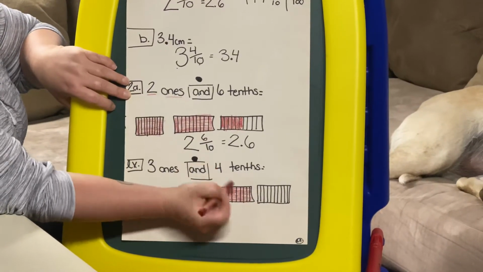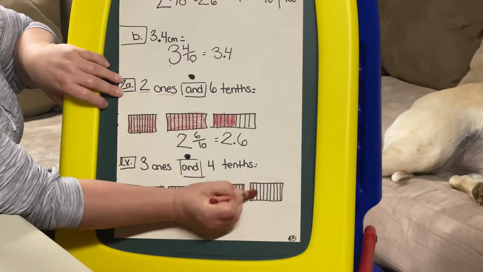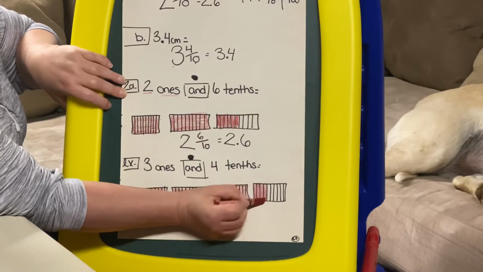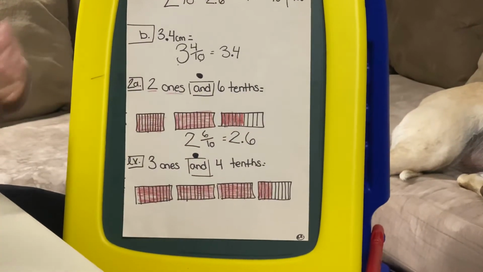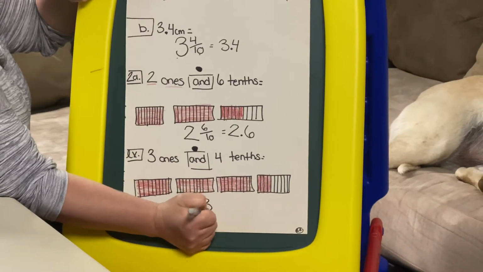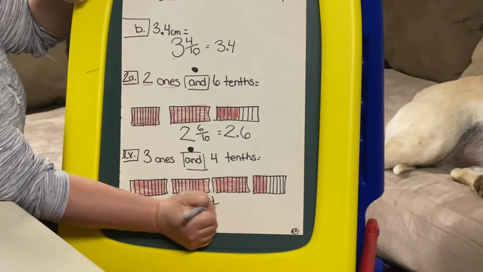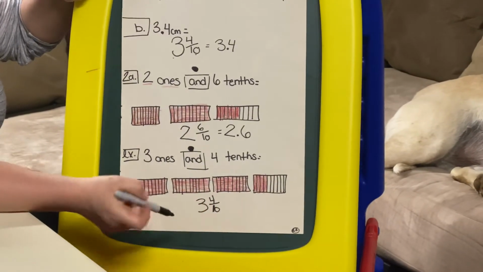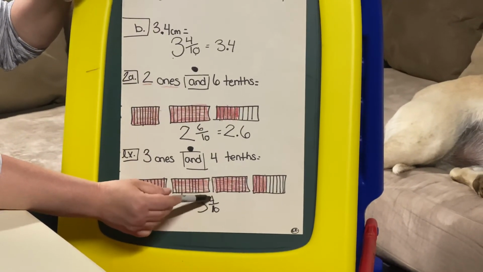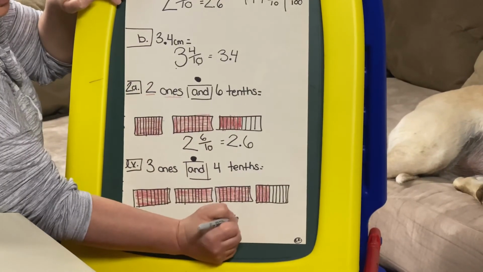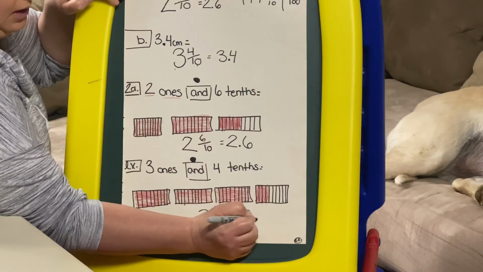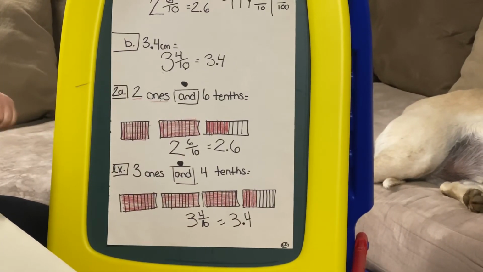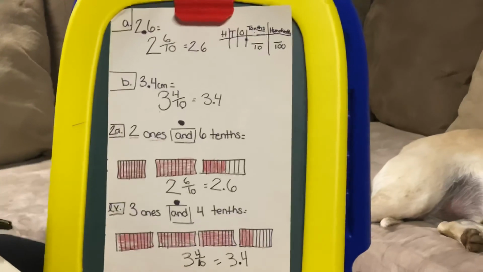And then I have 4/10. So we're going to do 1, 2, 3, and 4. So this gives me 3 wholes and again, my 4 out of 10. This should look familiar. This is your mixed number, your 3 and your 4/10. It will also equal 3 decimal point 4. Go ahead and continue on with the rest of your problem set.